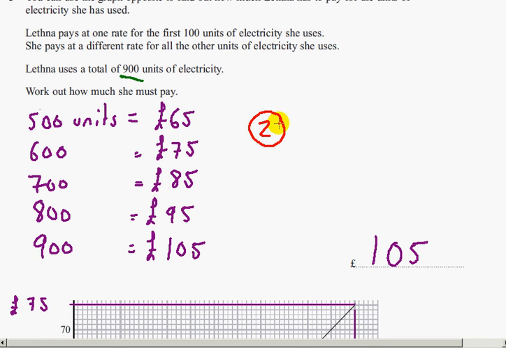And the third and final mark is for the answer of £105, which was for 900 units of electricity. Okay, and that's it for question 5.